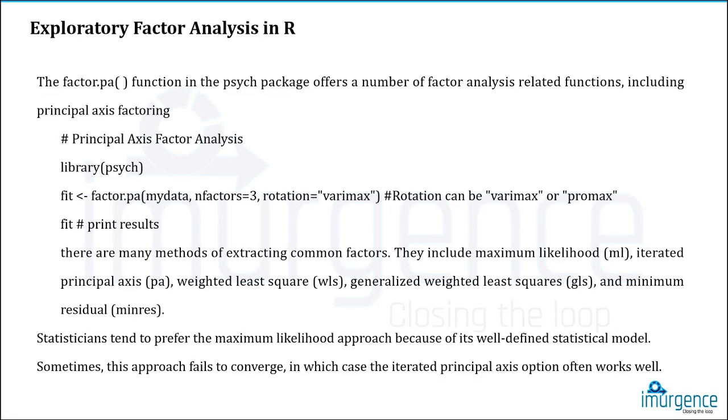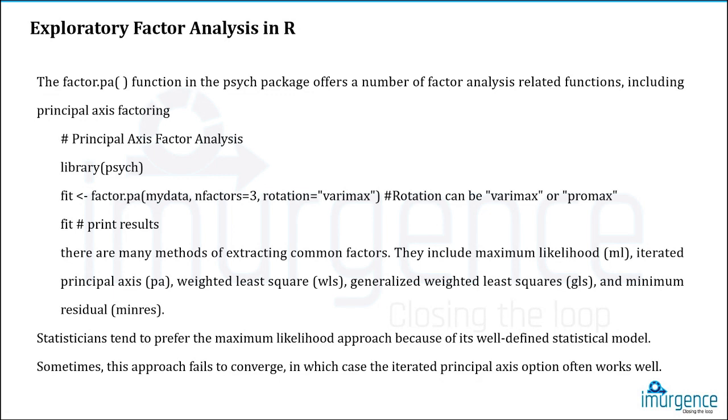The fa function in the psych package offers a number of factor analysis related functions, including principal axis factoring. Again, you have to pass the data, the number of factors, and specify the rotation method you want, which can be varimax or promax. For the factor extraction method, there are options like maximum likelihood, iterated principal axis, weighted least squares, generalized weighted least squares, and minimum residuals, that is minres. All these options are available.